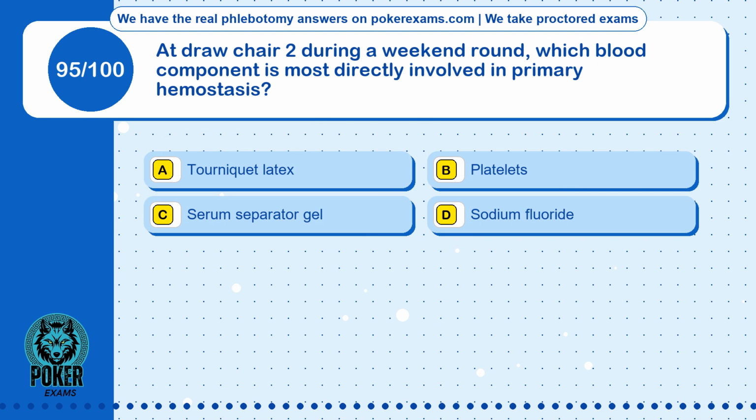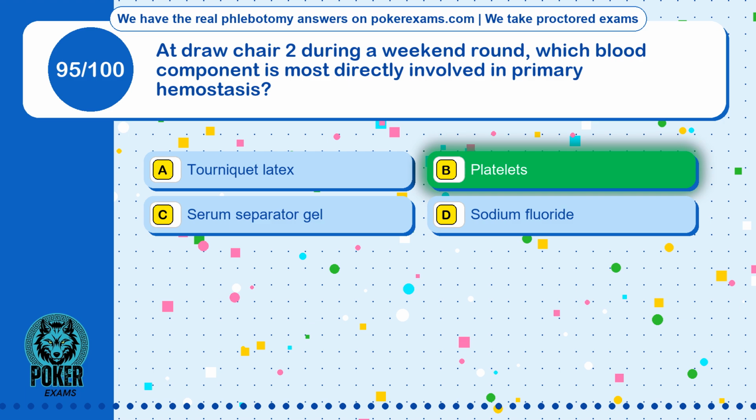Question 95. At draw chair 2 during a weekend round, which blood component is most directly involved in primary hemostasis? Option A, tourniquet latex. Option B, platelets. Option C, serum separator gel. Option D, sodium fluoride. The correct answer is option B.